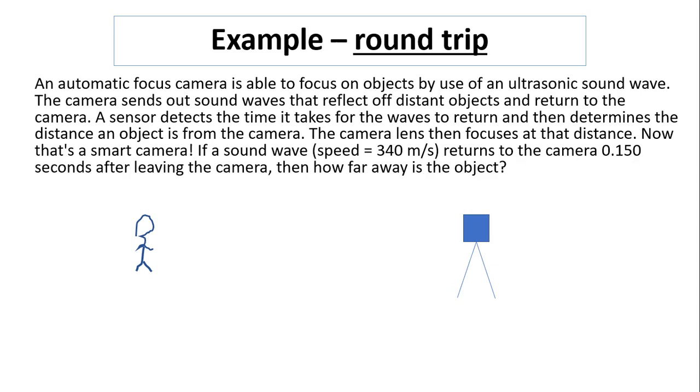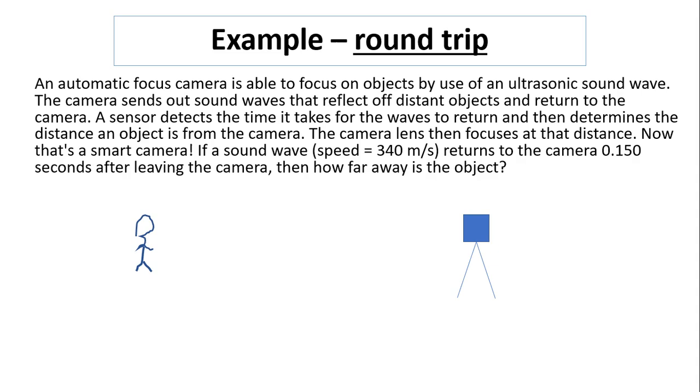Example, round trip. An automatic focus camera is able to focus on objects by use of ultrasonic sound waves. The camera sends out sound waves that reflect off distant objects and return to the camera. A sensor detects the time it takes for the waves to return and then determines the distance an object is from the camera. The camera lens then focuses at that distance.